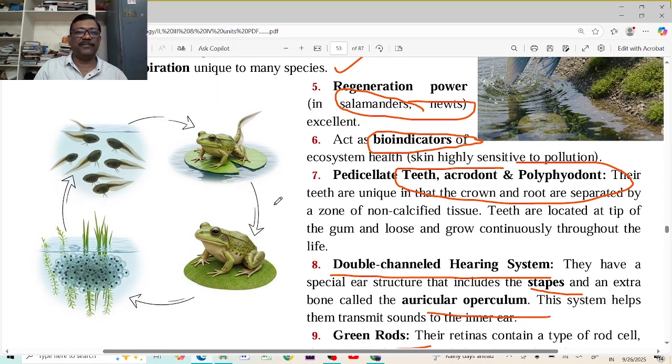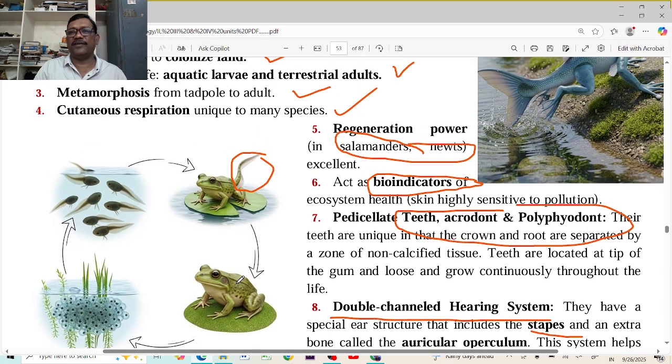And this is metamorphosis. This is the adult frog that lays eggs. Those can develop as the tadpole larva. The tadpole larva undergoes metamorphosis and can develop as the adult organism. Actually, the tail is there. After complete metamorphosis, it loses its tail, and it comes to the land to spend its lifetime on the land.